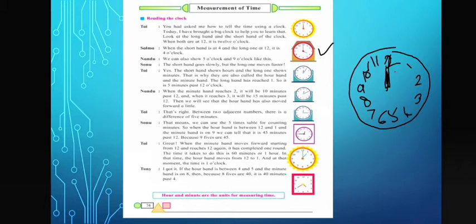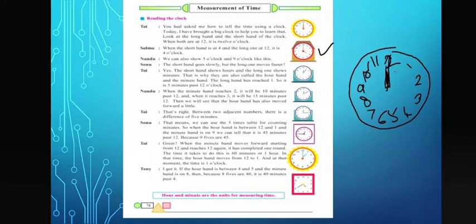The short hand goes slowly, but the long hand moves faster. Yes, the short hand shows hours and the long one shows minutes. That is why they are also called the hour hand and the minute hand. So what is the other name for short hand and long hand? Hour hand and minute hand.